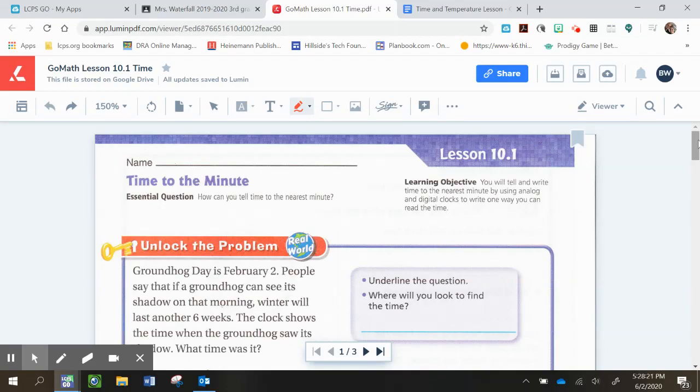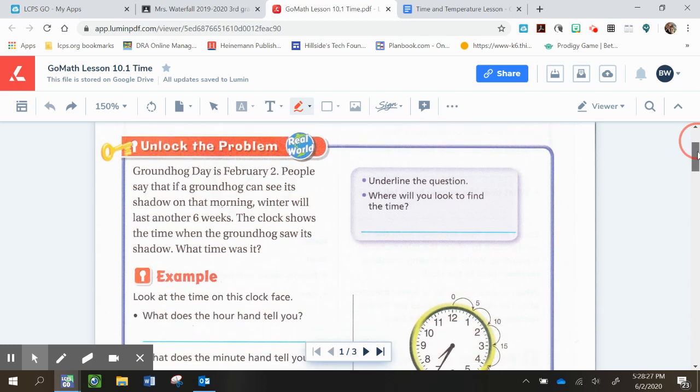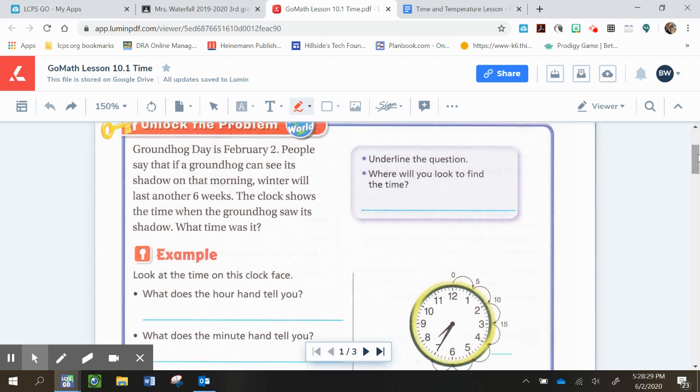For our first lesson on time today, we're going to be talking about time to the nearest minute. So we're going to unlock our problem about Groundhog Day. Groundhog Day is February 2nd, and people say that if a groundhog can see its shadow on that morning, winter will last another 6 weeks. So the clock shows the time when the groundhog saw its shadow.